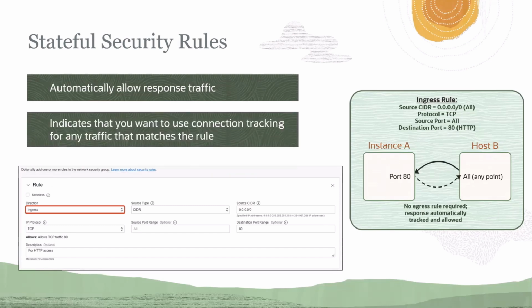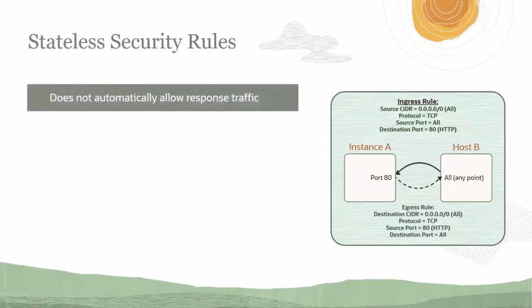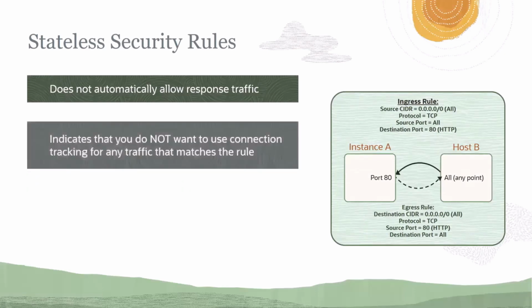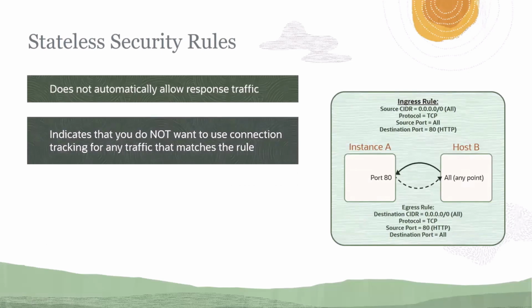And that also implies that you would like to use connection tracking. So this is your stateful rule. In case of a stateless security rule, the same example, but here the rule is stateless, and therefore we have to explicitly define this egress rule. That means the destination is 0.0.0.0/0, TCP, the source port is 80, and the destination port is all. Then only the response is going to be allowed. So here you would not like to use connection tracking.